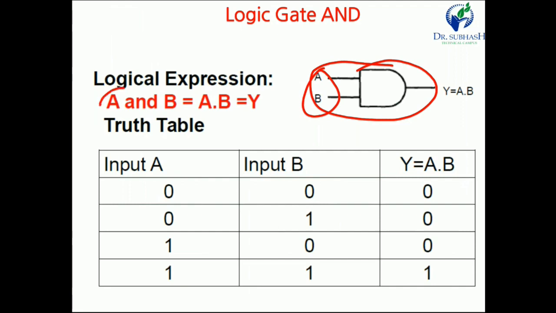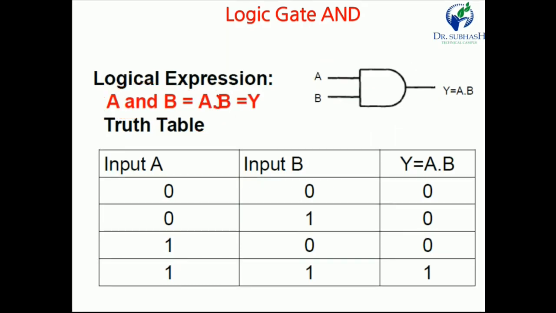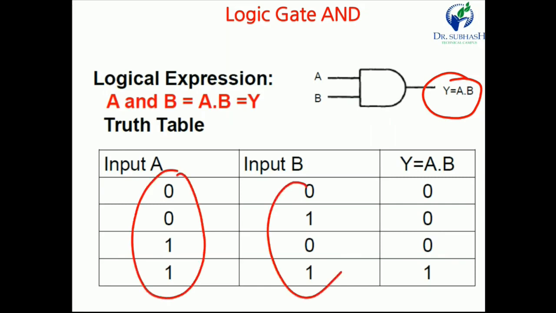Here A and B, this indicates the AND logic, and when we put it in an equation, it is A dot B. This dot indicates the AND operation and Y is our output, so we can say that Y is equal to A dot B. Now whenever we write this logic in one table, it is known as a truth table, with input A condition, input B condition, and Y, which is nothing but Y equals A dot B.